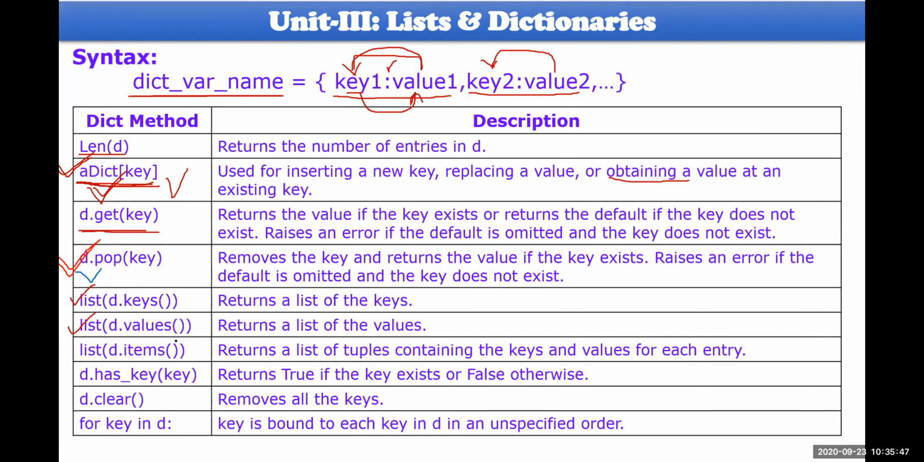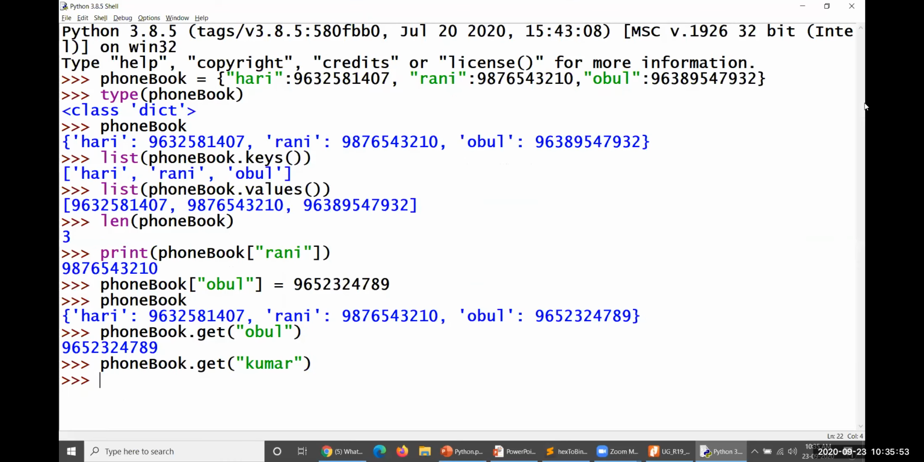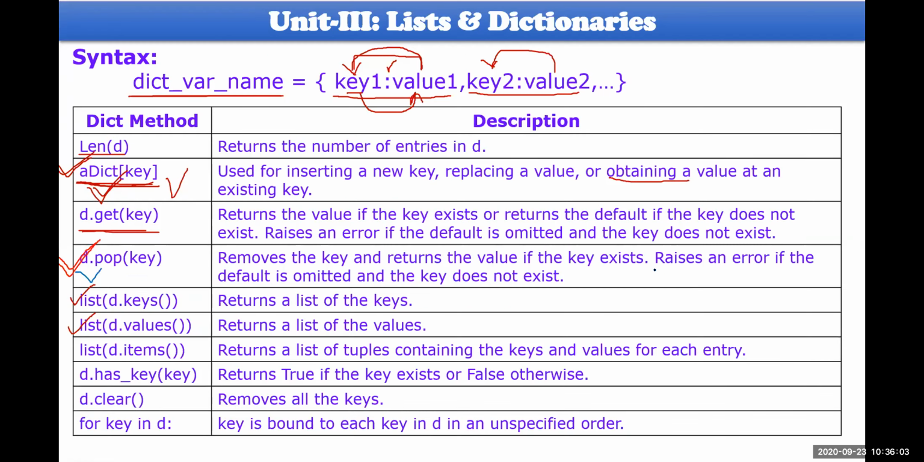Pop is always used to remove one particular value from the specific dictionary. If the value exists, there is no problem. If the value does not exist, obviously it will raise an error. One error gets raised if the key cannot be found here.